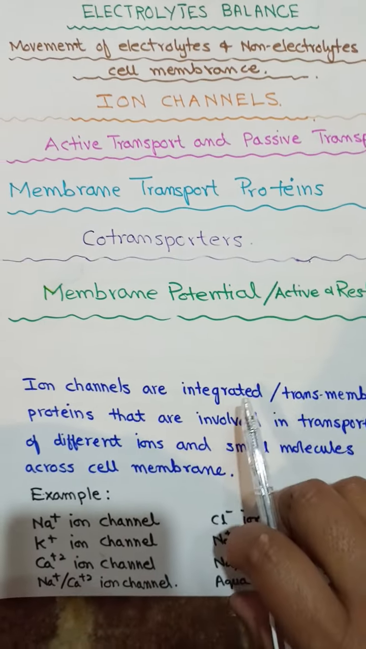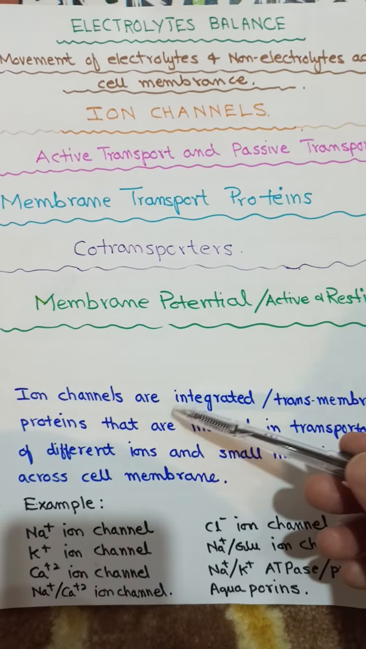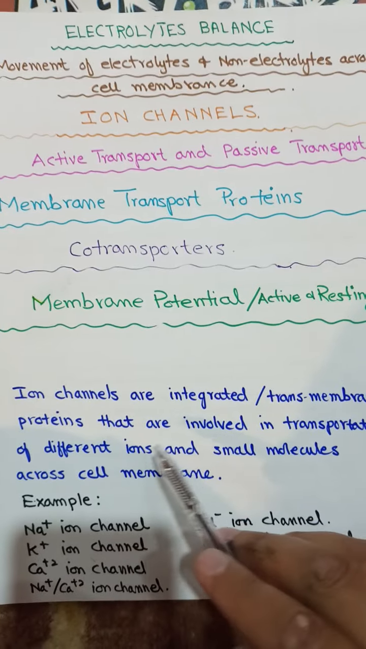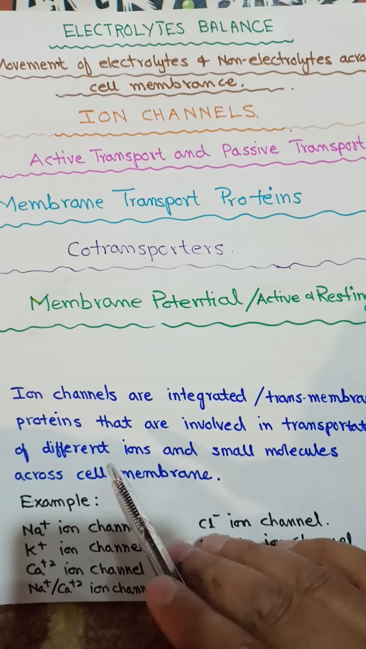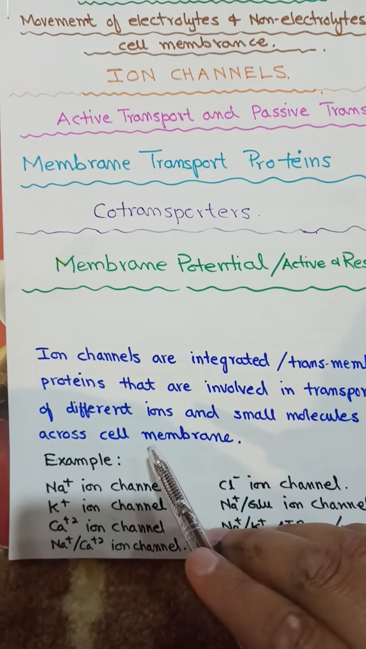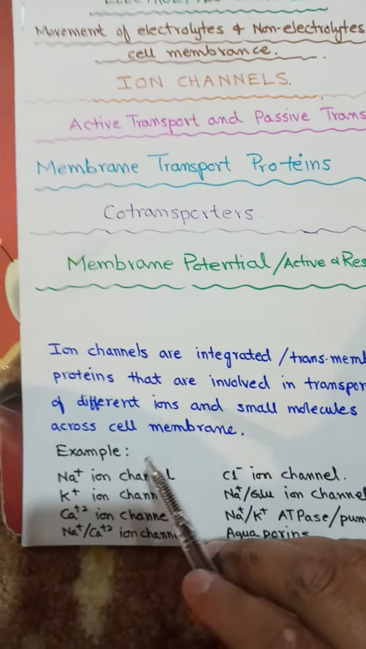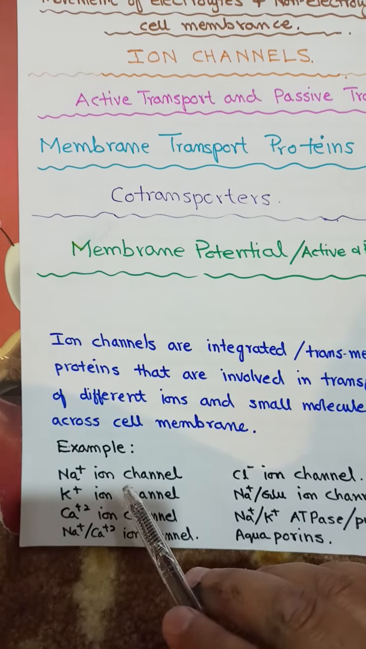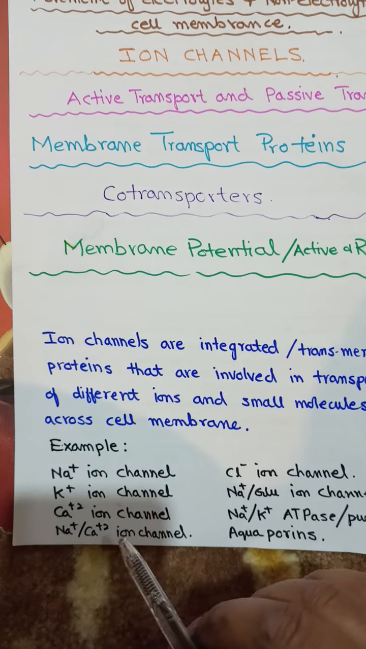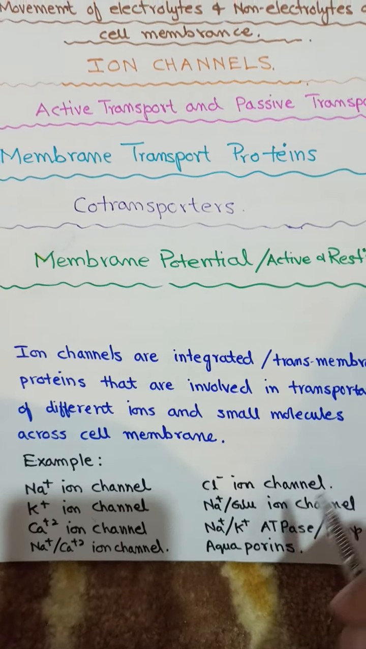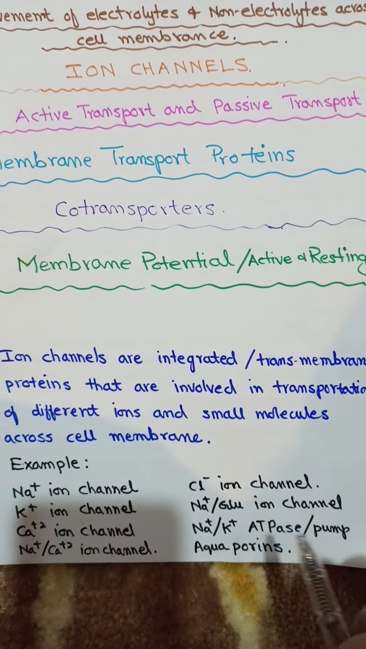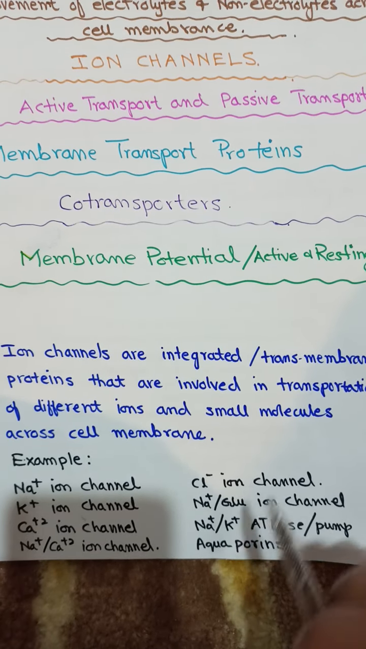So first of all, what are ion channels? Ion channels are integral or transmembrane proteins that are involved in transportation of different ions or small molecules across the cell membrane. There are different examples of ion channels, like sodium ion channel, potassium ion channel, calcium ion channel, sodium calcium ion channel, chloride ion channel, sodium glucose ion channel, sodium potassium ATPase pump, and aquaporins.